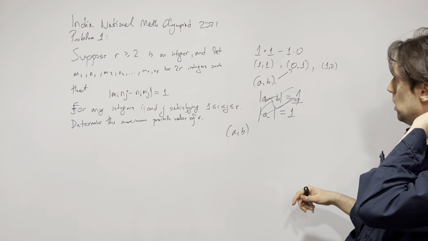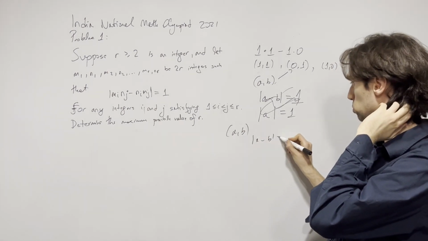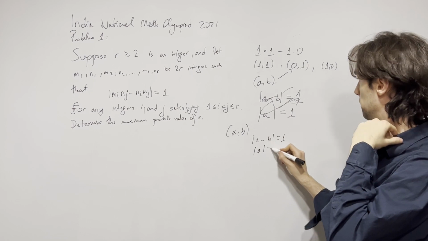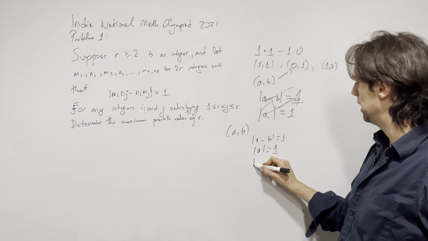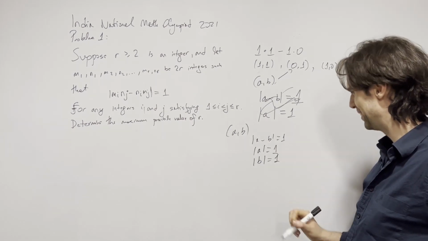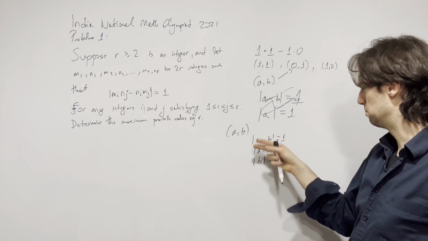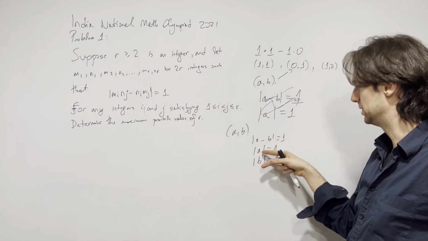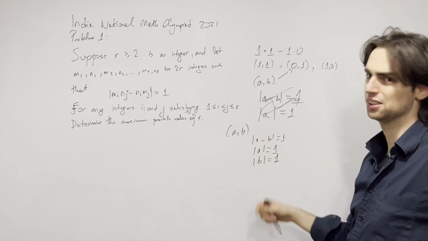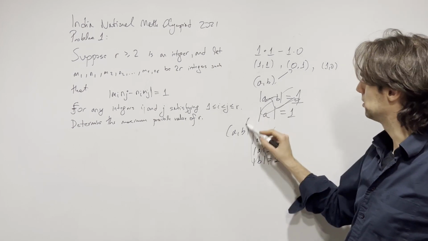So now what do we need to have? Again, for a new pair a and b, we must have the absolute value of a minus b is 1, the absolute value of a is 1, and now I need the absolute value of b to also be 1. And this seems unlikely, due to parity reasons. This means a and b are both odd, but then a minus b can't be odd. So we won't be able to construct this.